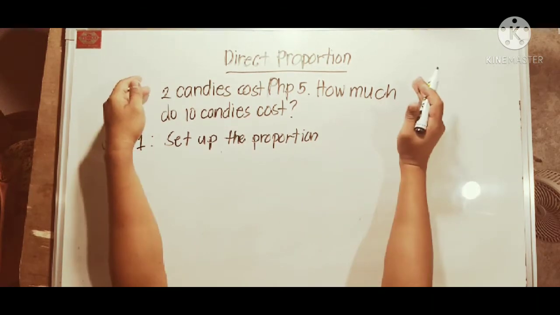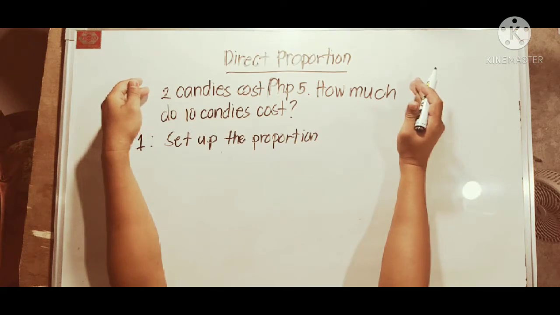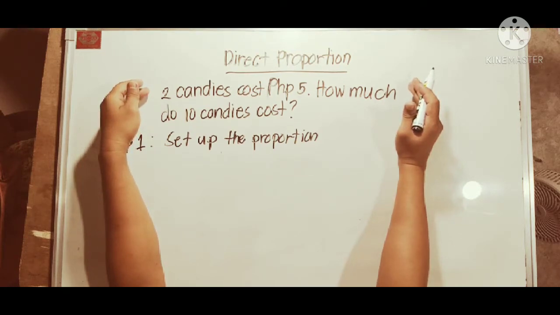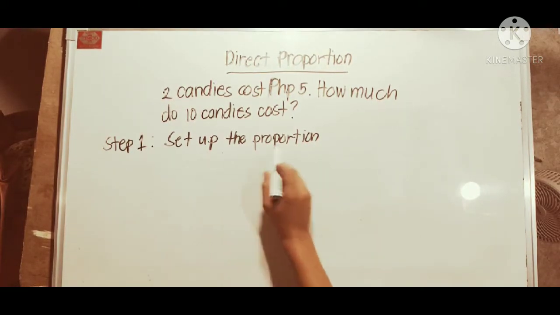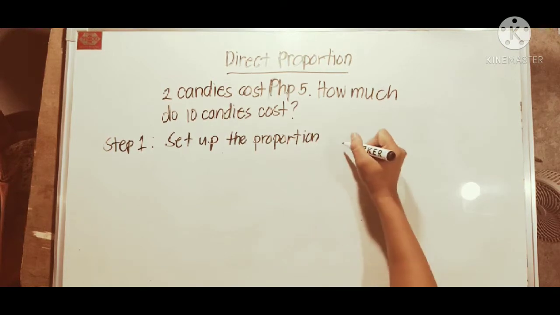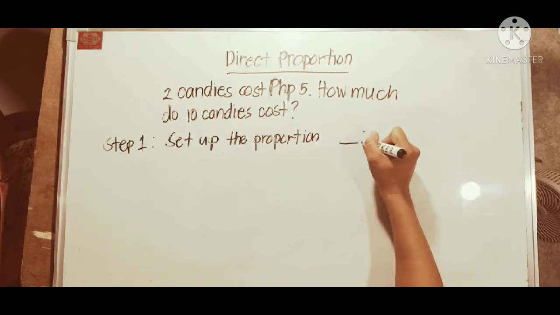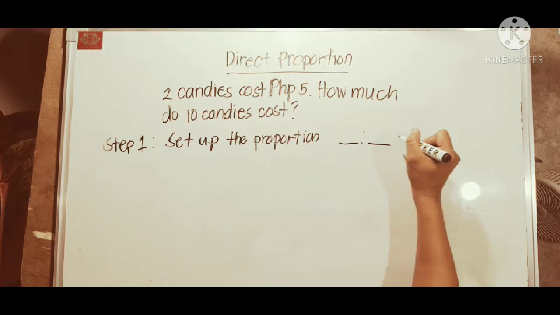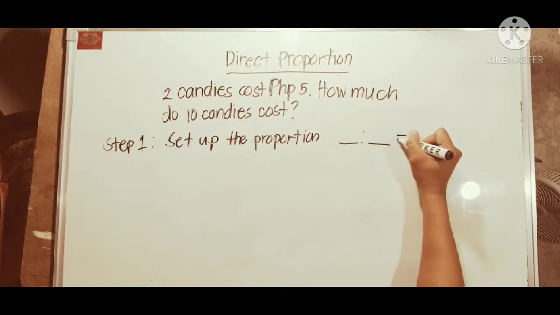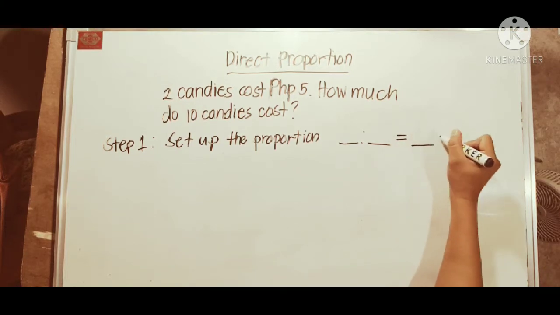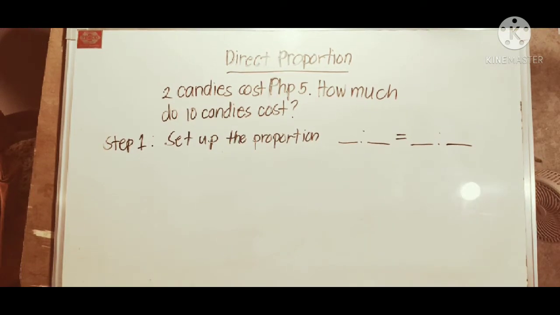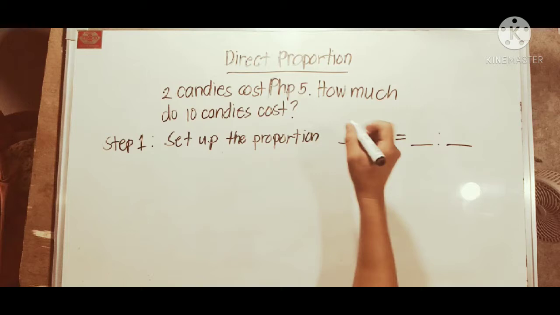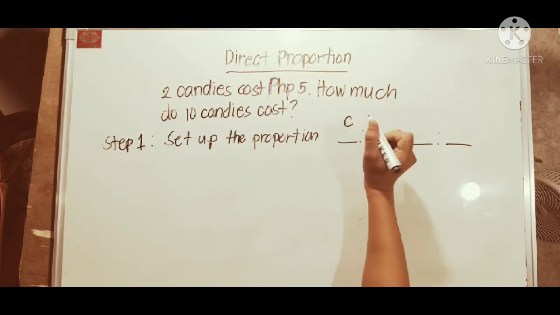2 candies cost 5 pesos. How much do 10 candies cost? So let's do step 1, which is to set up the proportion. Again, we must have 2 equal ratios. One ratio here equals another ratio over there. So don't forget to put the label. So candies, letter C, cost.